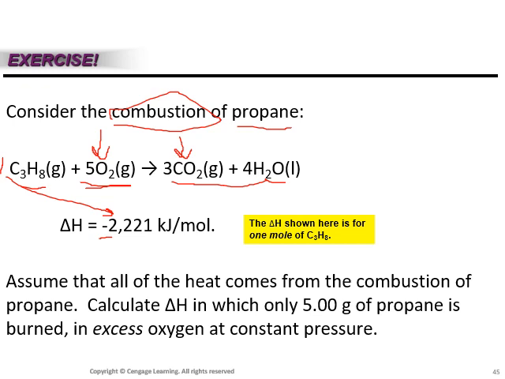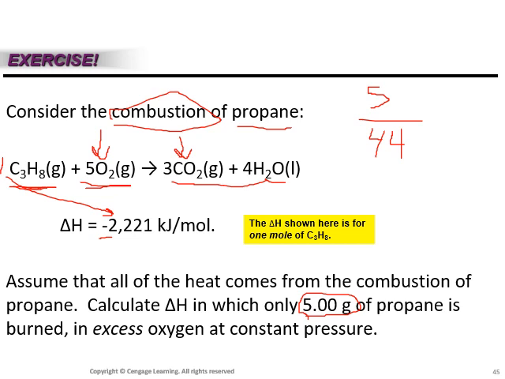But now they want us to figure out how much it would produce if we only had 5 grams of it. So what you're going to do is basically divide 5 grams by the molar mass you'd have for 1 mole. If you had 1 mole of C3H8, it would weigh what? 3 times 12 plus 8, which is going to be 44. So you would just divide 5 by 44 to see how many moles you actually have. And that's about 1/9, or like 0.11 or something.